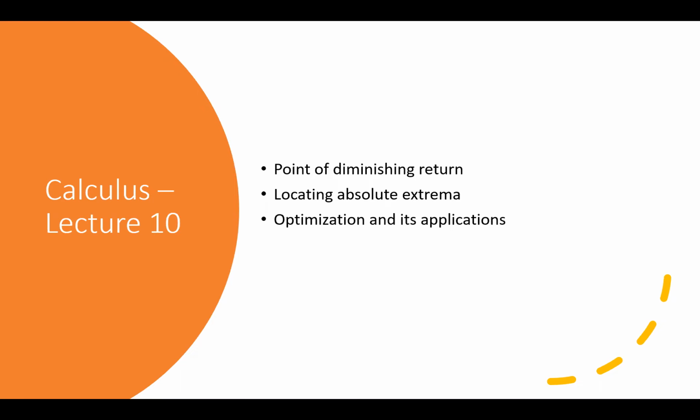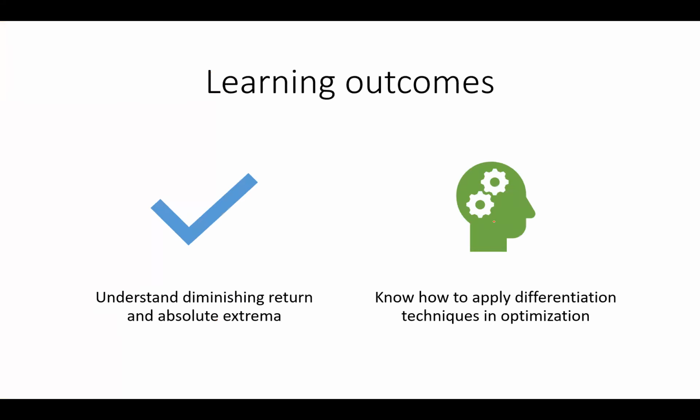So in this lecture, we're going to talk about the first one, which is the point of diminishing return. This is about at what point the return is diminishing in terms of additional increase in our inputs. And secondly, how to locate the absolute extrema. What is absolute extrema and how to locate it. And finally, we're going to talk about its applications and, in particular, how to use calculus to solve optimization problems. So let's dive in.